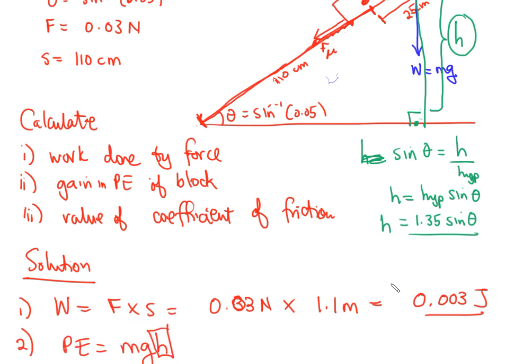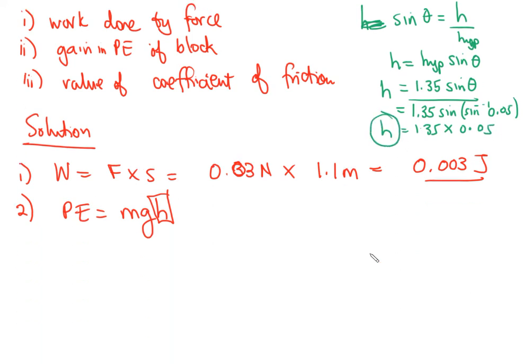But we're told that our theta is arc sine 0.05. So here our h is just going to be 1.35 times sine of arc sine 0.05. Sine of arc sine just falls away, so this becomes 1.35 times 0.05. This is the distance that we use. That is the height that we use.